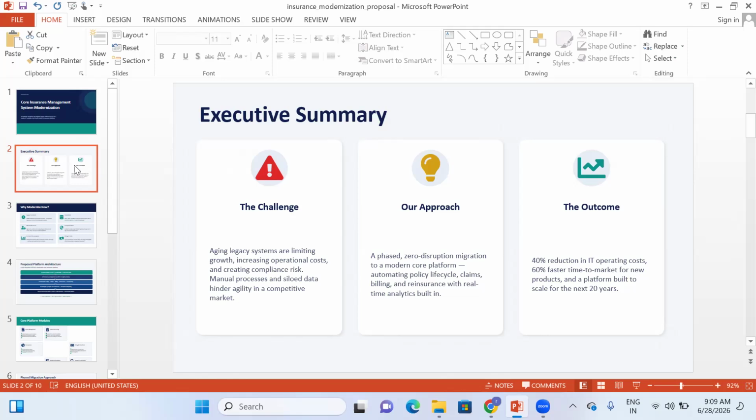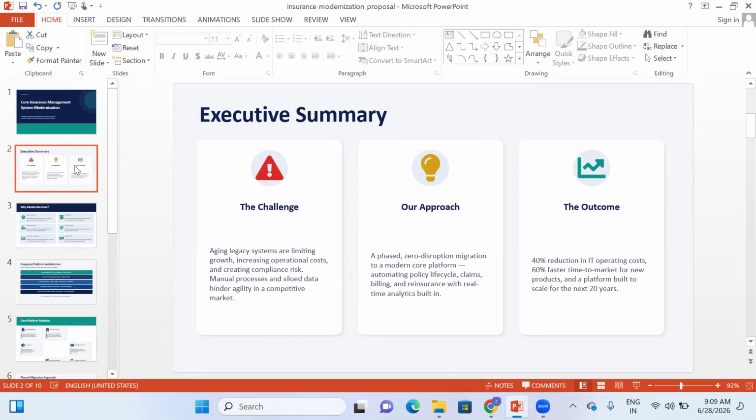Second, the approach. Approach means what kind of approach we are following to implement this, because when we are providing a proposal, we need to provide the approach. Our approach is majorly a zero-disruption migration to a modern core platform, wherein we are going to automate the policy lifecycle, claims, billing, reinsurance and so on. Everything is based on real-time analytics. This is the approach we have.